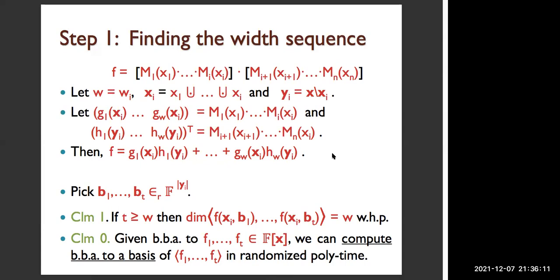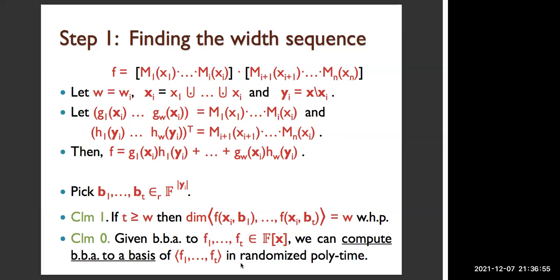Right. So yeah, thanks. What claim 0 says is that if you have black box access to F1 through Ft, then you can compute black box access to a basis of the space spanned by F1 through Ft in randomized polynomial time. It's not too hard to imagine this after you see fact star. If you just think for a couple of minutes, you'll see the proof of claim 0. And this is what you use. You get black box access to these individual elements, and then you use claim 0 to get a basis of it. Actually, I don't need a basis. Just getting the dimension is good enough, but you can do more. You can actually find a basis of it in polynomial time. And this finishes step 1, right?